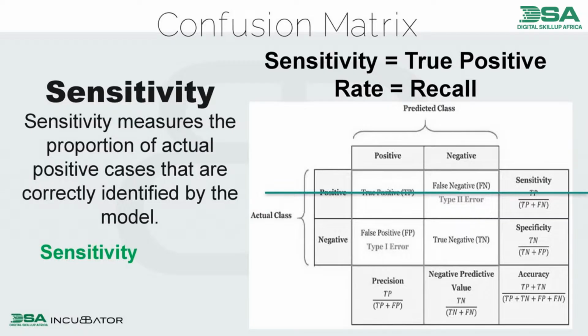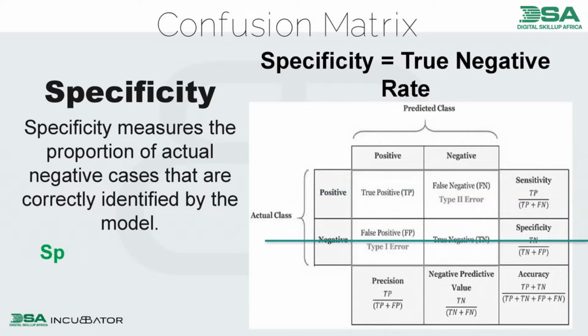Sensitivity measures whether my system is able to pick actual positive cases based on the data set that has been given. Then specificity is talking about your model being able to pick the actual negatives based on the prediction model and the data set that you have been fed. So you see that their formulas are almost the same. For sensitivity, you have true positive divided by the summation of true positive and false negative.